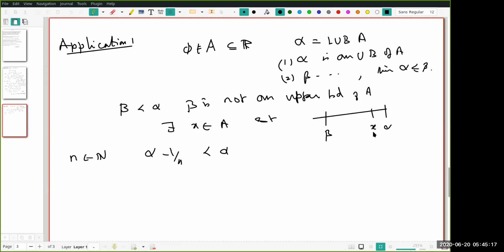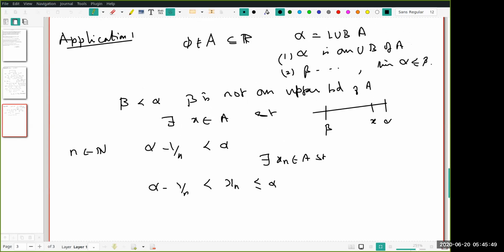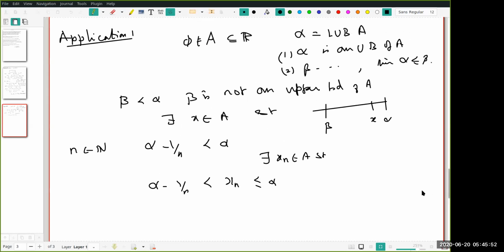Since this X might depend upon n, let me call it Xn. There exists Xn in A so that alpha minus 1 by n is strictly less than Xn. But Xn is an element of A, and what's the relation between Xn and alpha? Xn must be less than or equal to alpha. Is that clear? Yes? Okay. Now, what do I know about Xn? Xn is a sequence in A, because all elements are in A.